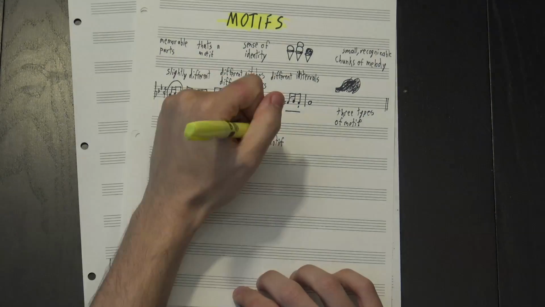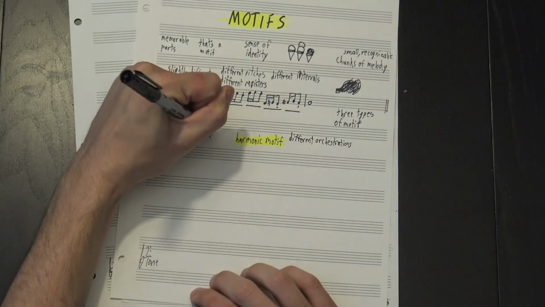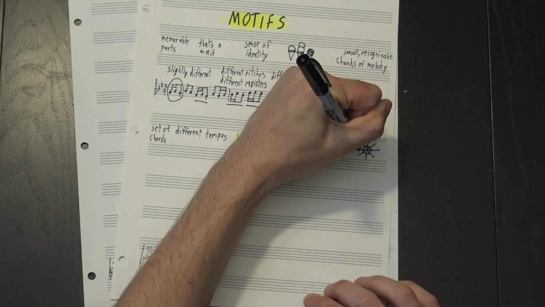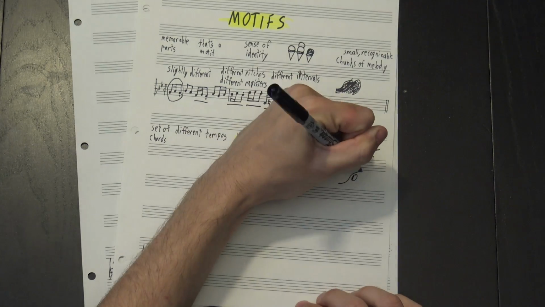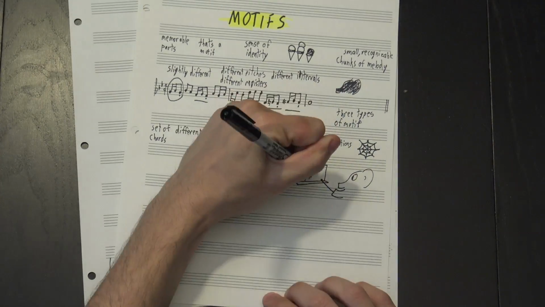The first is a harmonic motif, which is just a set of chords. These chords can be played with different orchestrations at different tempos and under different melodies, with their recurrence serving as a sort of connection between disparate sections of a composition. But most of the things we generally think of as motifs fall into the latter two categories, melodic and rhythmic.